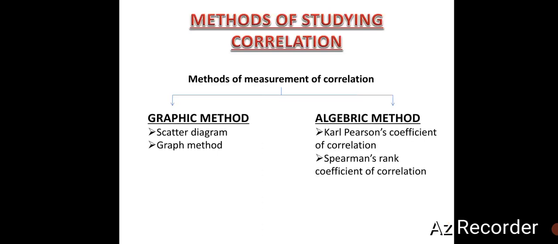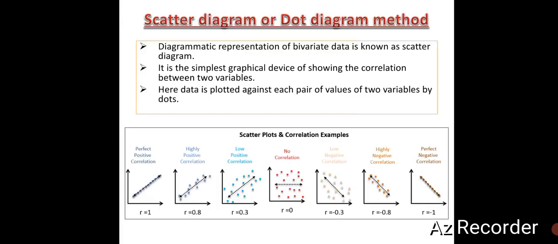In the graphical method, the most important method is the scatter diagram, which gives us an overview of the correlation between the two variables. And then we go for the algebraic methods. Here there are two methods: Karl Pearson's coefficient of correlation and Spearman's rank coefficient of correlation. Now, first of all, we discuss the scatter diagram, also called the dot diagram method.